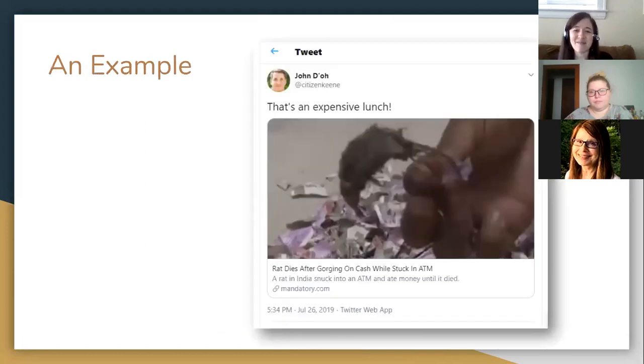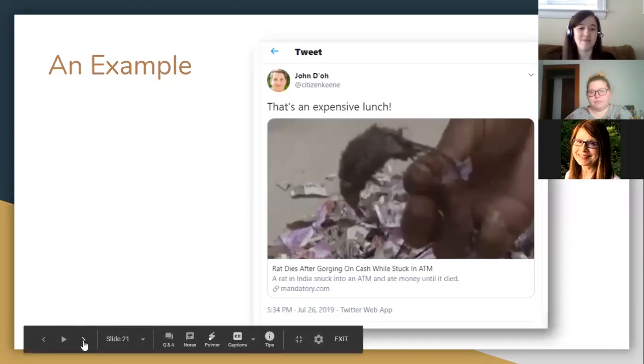So we're going to use this example as kind of a frame. We're going to start with it. So maybe think right now how you would fact check it, and then we'll revisit it at the end, and we'll see if you have some new strategies. So this was shared on Twitter: Rat dies after gorging on cash while stuck in ATM. So the story is that a rat got into an ATM in India and it ate money until it died, which was not good for the rat or for people's money.